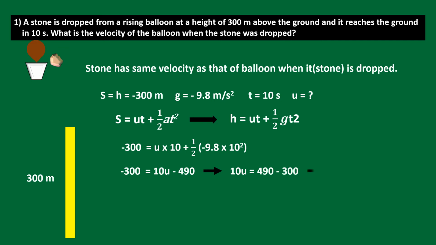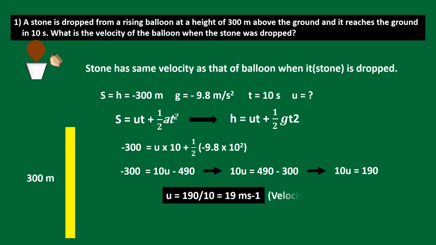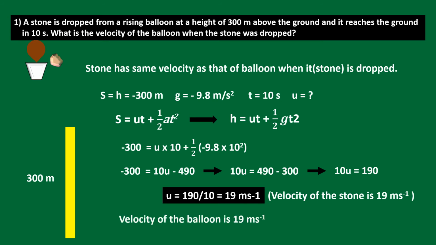which becomes 10u is equal to 490 minus 300. Further simplified, 10u is equal to 190. Finally, we get u is equal to 19 meters per second. This is the velocity of the stone, 19 meters per second. And we came to know that the velocity of the stone is equal to the velocity of the balloon. So finally, the velocity of the balloon is 19 meters per second.